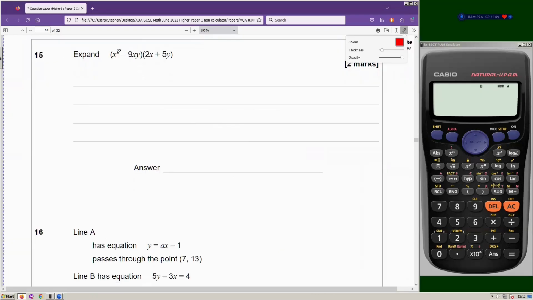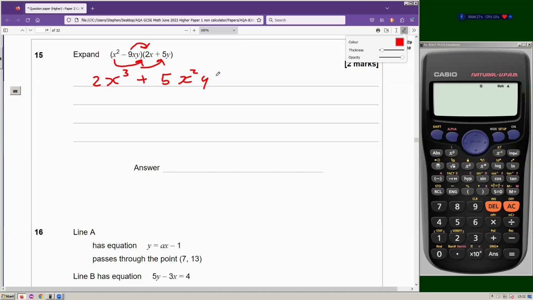Question 15, expand x squared minus 9xy times 2x plus 5y. So we're going to go this way. x squared times 2x is going to be 2x cubed. And then we do this next one under there. x squared times 5y is going to be 5x squared y. And now I look at whether it's positive or negative. So positive times a positive, so it's positive.